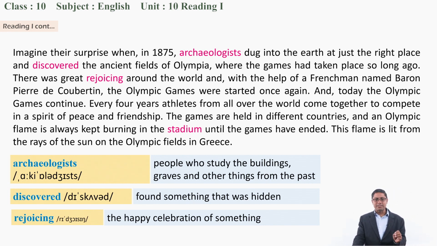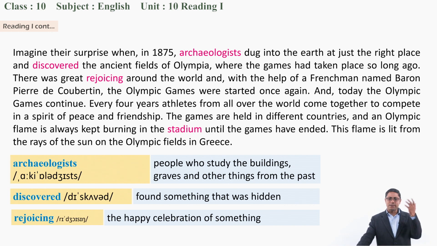Every 4 years, athletes from all over the world come together to compete in a spirit of peace and friendship. See there, from all over the world, from different countries, they take part in Olympic Games. And when they take part, they have the feelings of peace and friendship. The games are held in different countries, not in Greece now, okay? Sometimes it's held in China, sometimes Japan, sometimes America, in different countries.